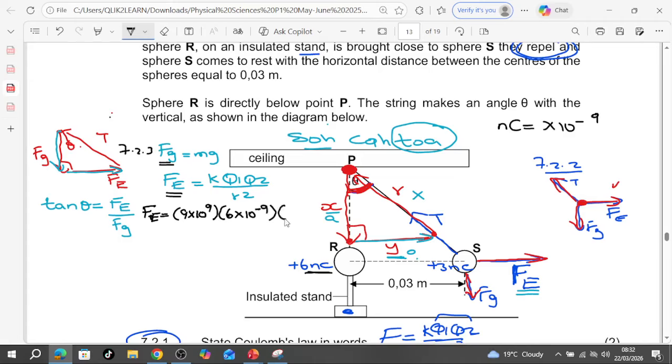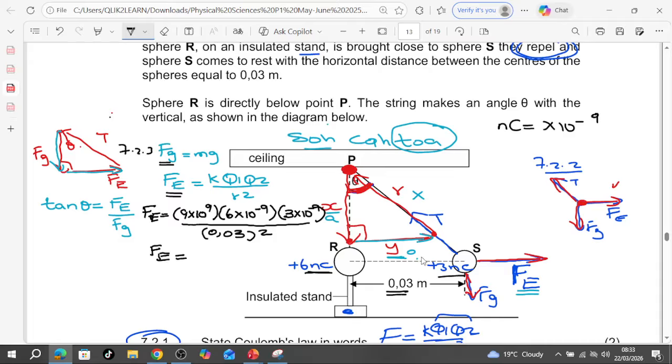Then the second charge is this one, 3 nanocoulombs. That will be 3 times 10 to the power negative 9. Close the bracket. Then everything is divided by the distance between them, which was 0.03. Right, so this will be 0.03, and the 0.03 is squared. So what is Fe when you punch that on the calculator?